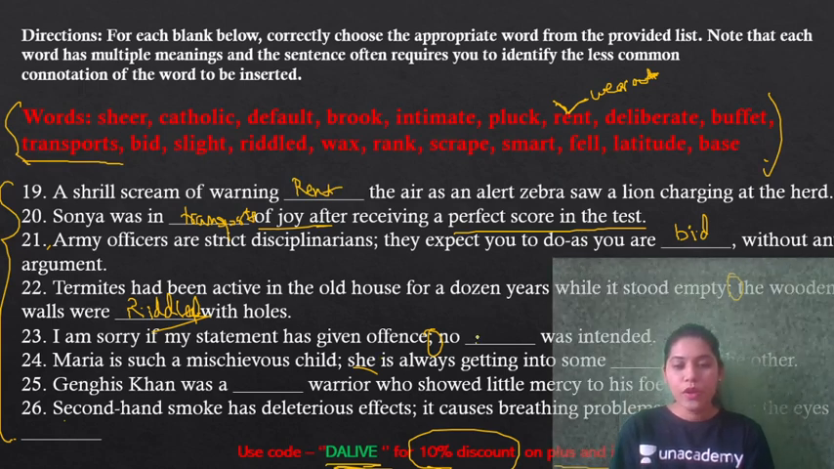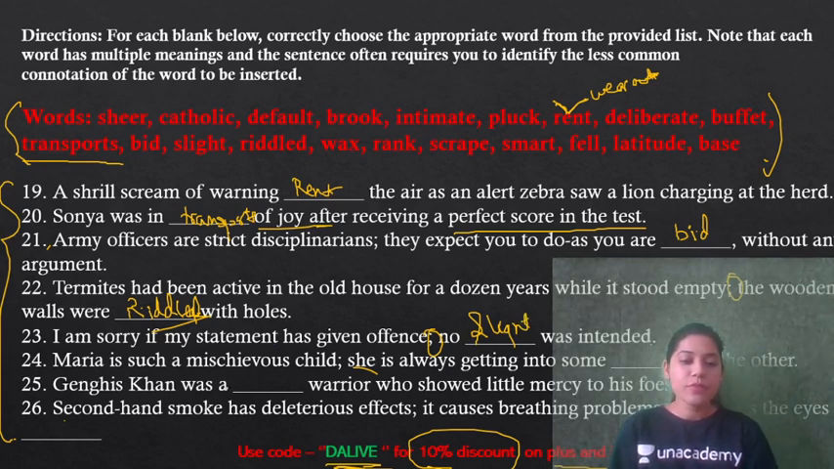So no slight was intended. Mara is such a mischievous child. She is always getting into some problem or in some trouble or the other. So which word means trouble?